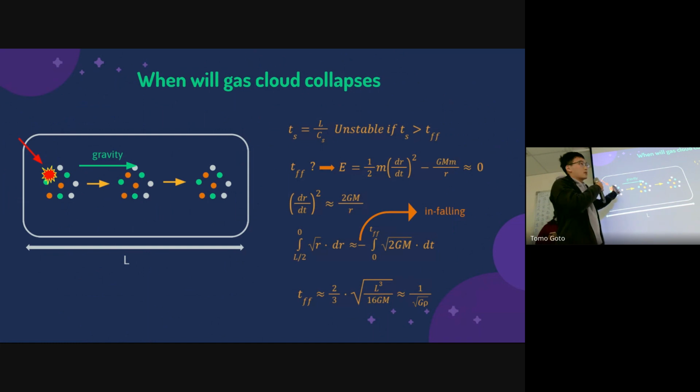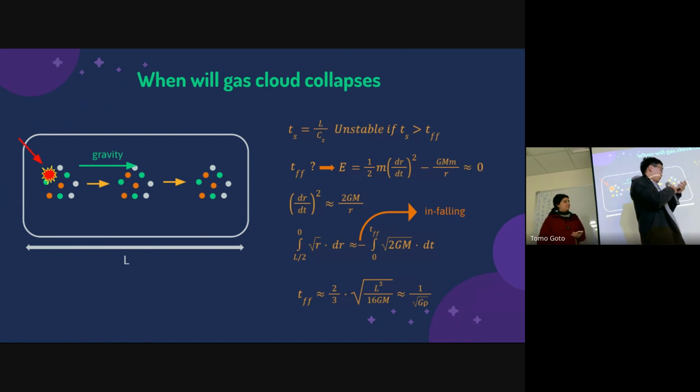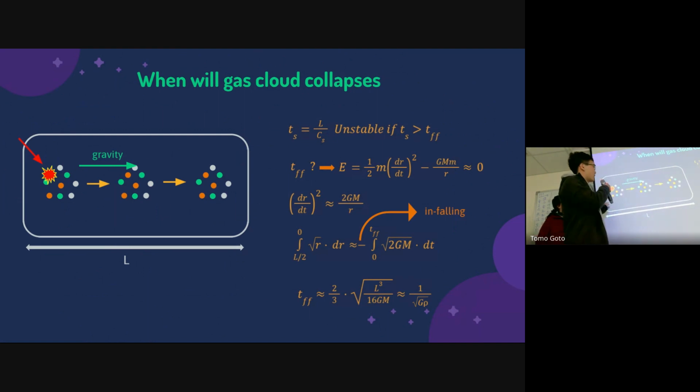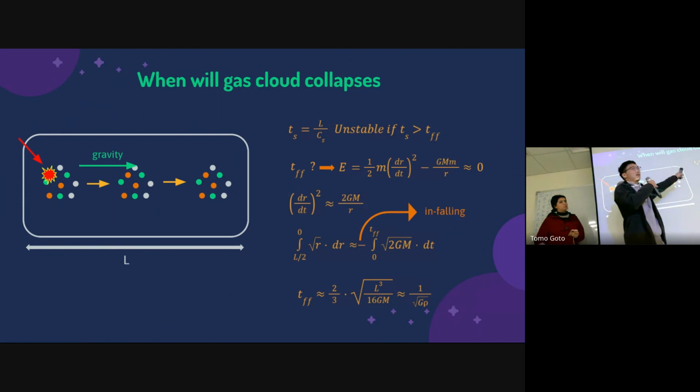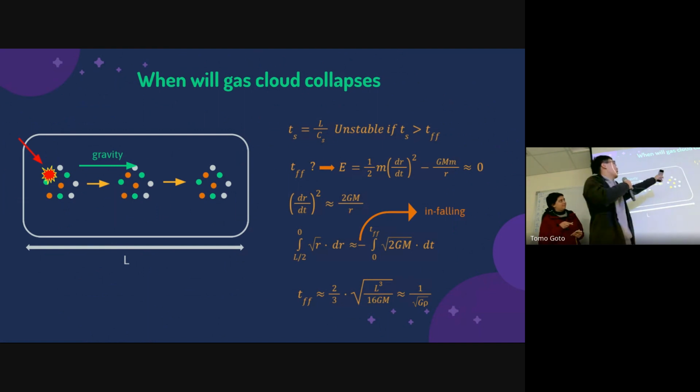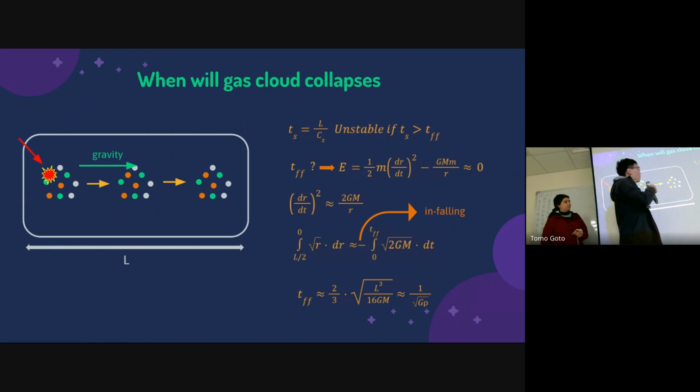The speed of the propagation, we'll call it the speed of sound, because sound is some particles bumping into some other particles. So the time for the disturbance to go from here to here, we will call it Ts, T sub s, and it equals the length divided by the speed of sound, which is Cs. And the star will be unstable if Ts is bigger than TFF.